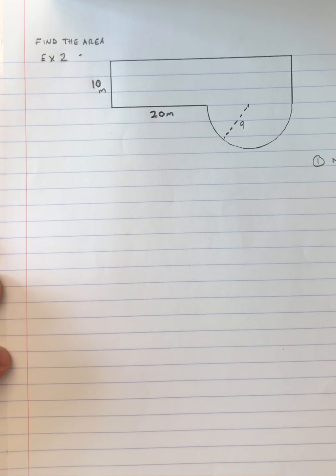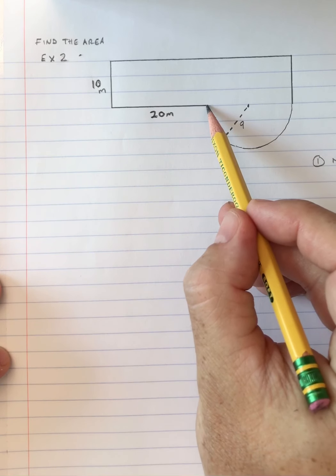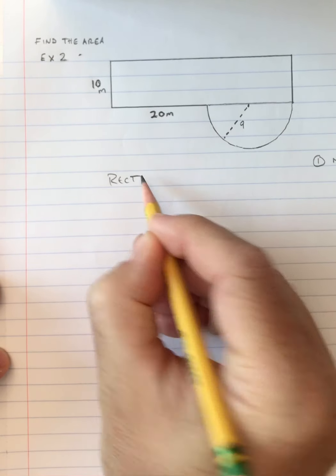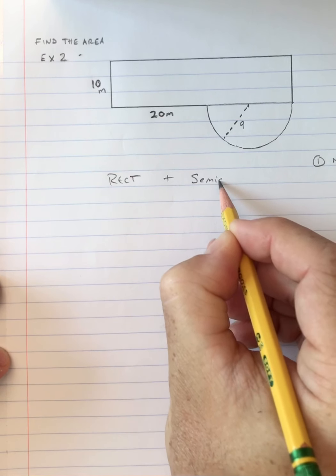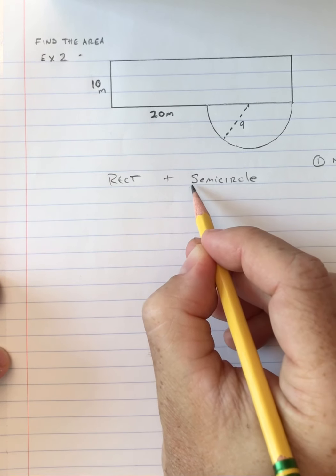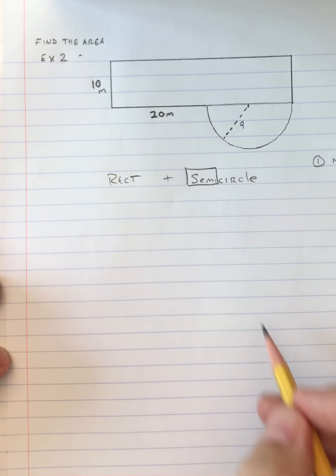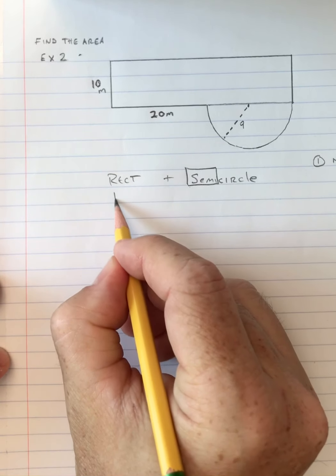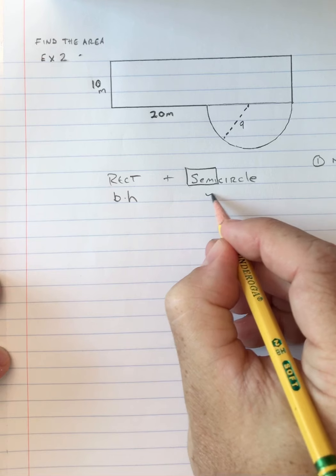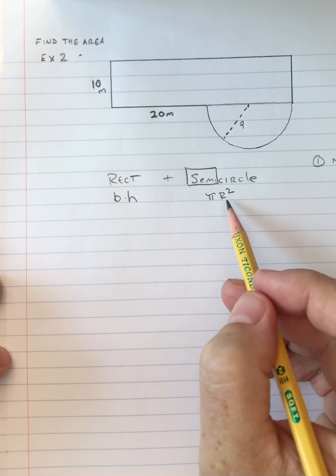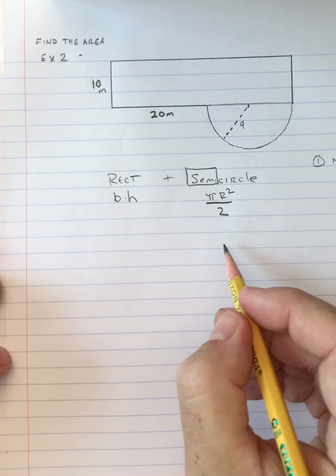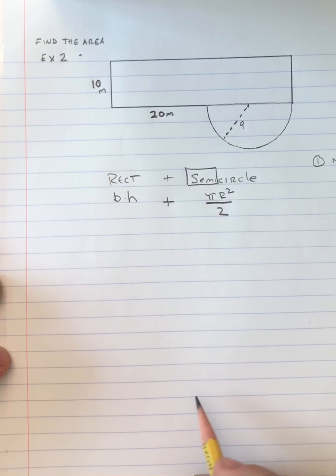Okay, again, composite figure, I want to break it into parts that I know. Well, the easiest way to do this particular one is to draw a line here and say, okay, I have a rectangle and I have a semicircle. If you have to underline the word semi or box it so that you know you're dealing with half a circle, great. Okay, that's my plan. I'm going to put in my formulas, base times height, and this is pi r squared. That would be the formula for a circle, but this isn't a circle. This is half a circle, so I have to divide that in 2. Okay, and I'm going to add those together.